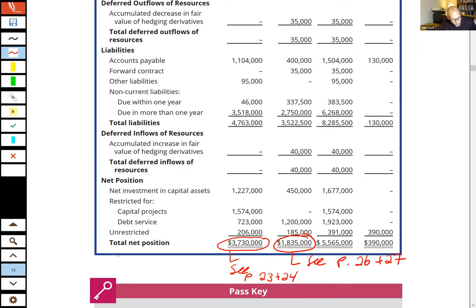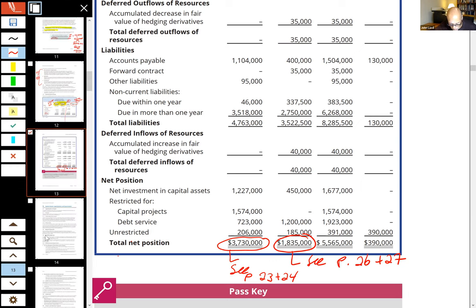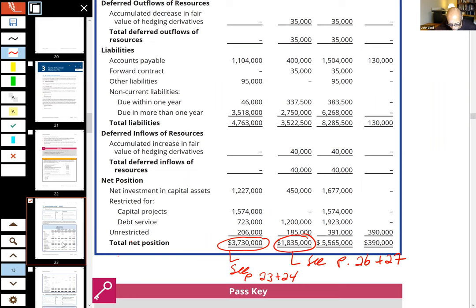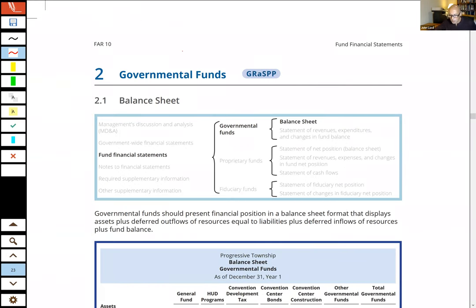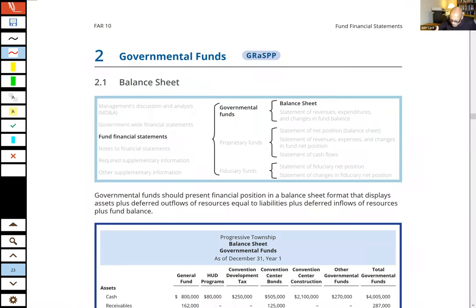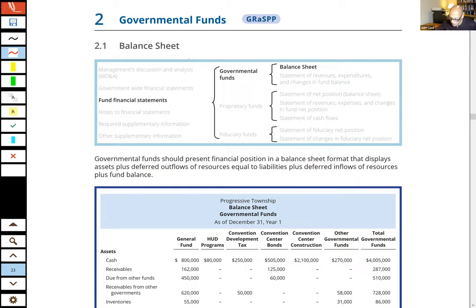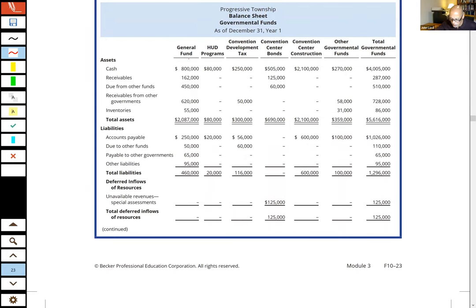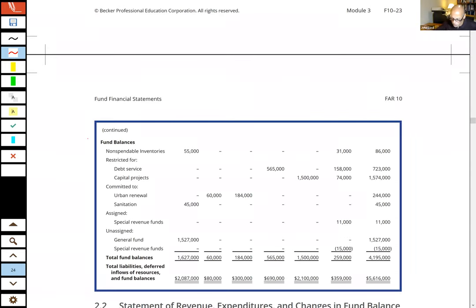And when I come over to page 23 and 24 now, okay, notice I'm in my governmental funds, right? I've drilled back down to the unconsolidated fund level, and here are my governmental funds. It's only current assets, only current liabilities, and when I come down to fund balance, remember the non-spendable fund balance for inventory? Remember we had that whole discussion last time? When I come down, the total fund balance is $4,195,000.